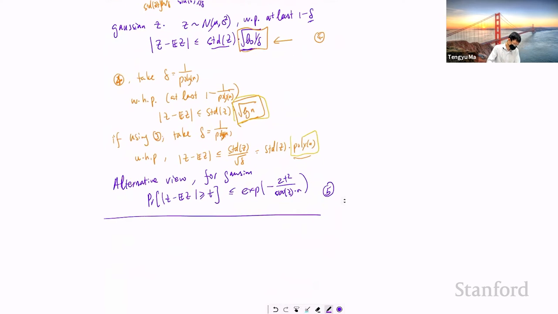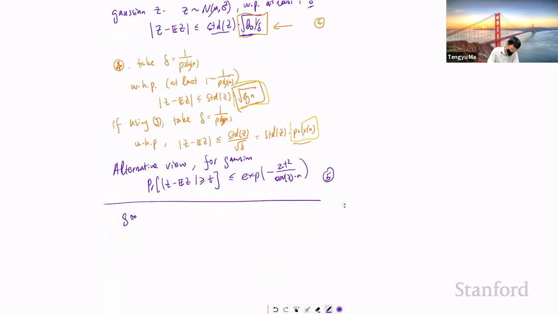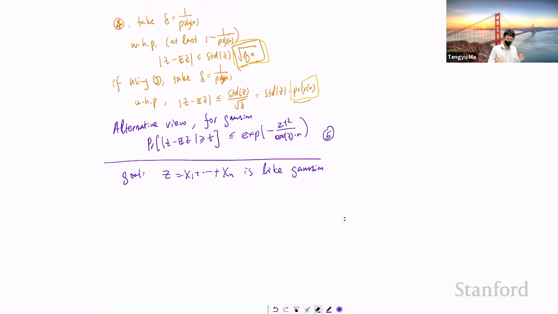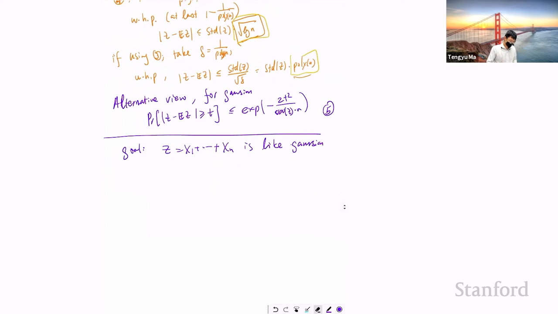That's our goal. So the goal, just to repeat: z is like a Gaussian. That's basically our goal. But of course, in what sense is this like a Gaussian? There are multiple different versions. We're going to formalize that. What does it mean to be more like a Gaussian tail?